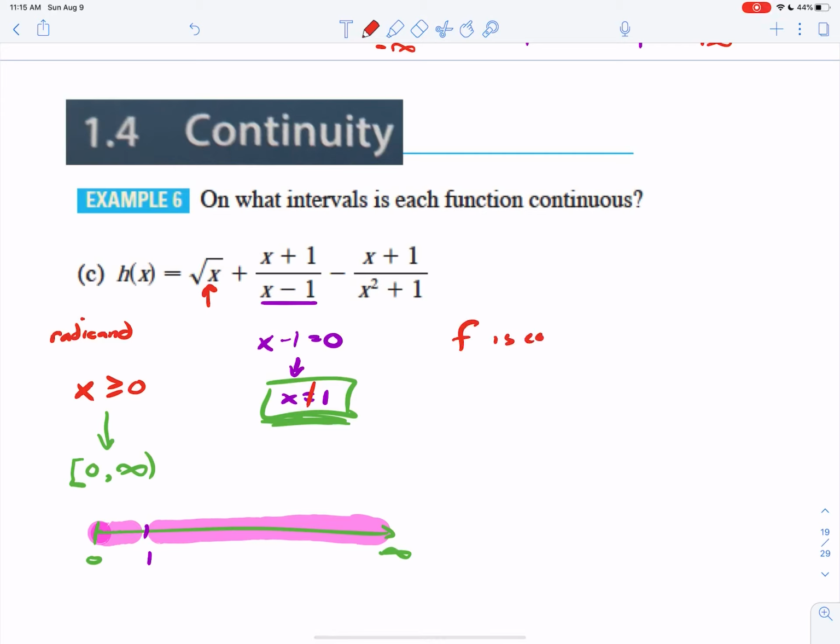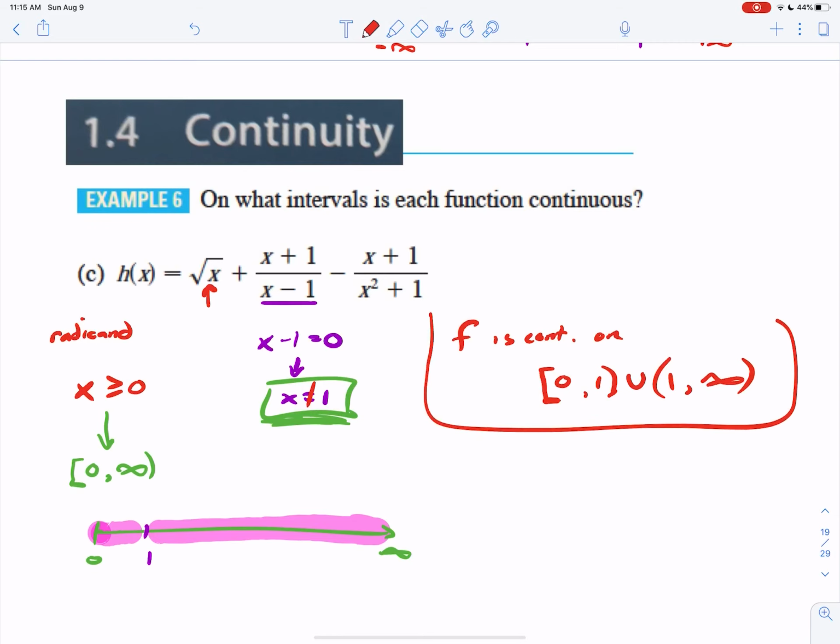F is continuous at, I should use at, from, or on. So we start at 0. Remember, we could include 0. We're going to get arbitrarily close to 1. So I'll use parentheses, union, and then I'll start at 1 again, and I'll go all the way to infinity.